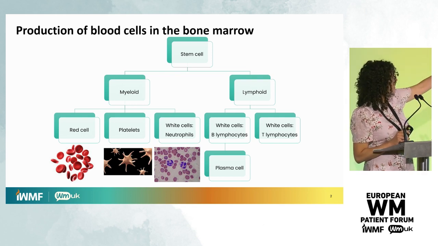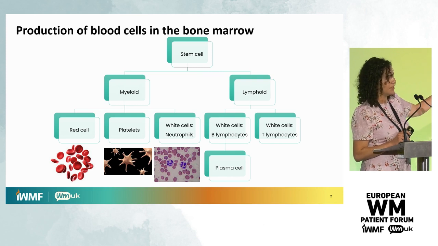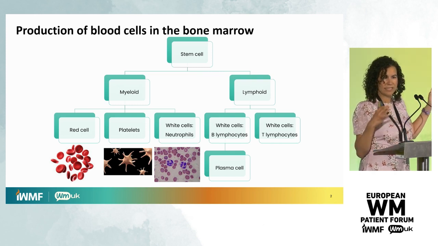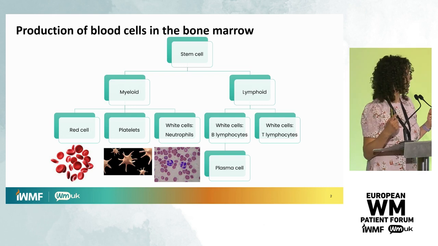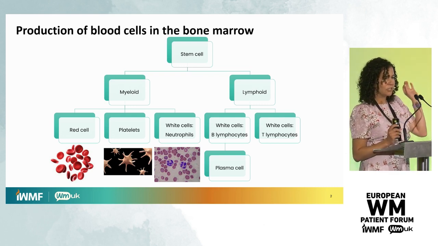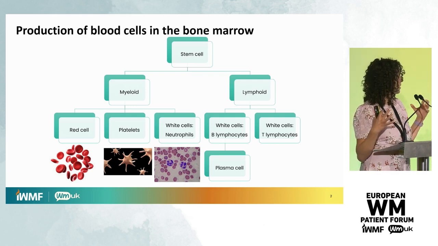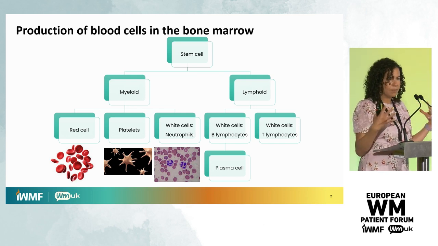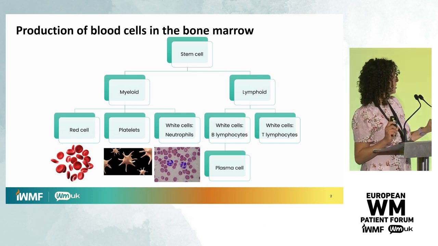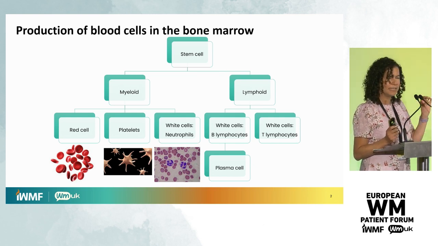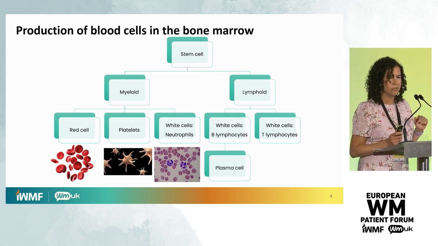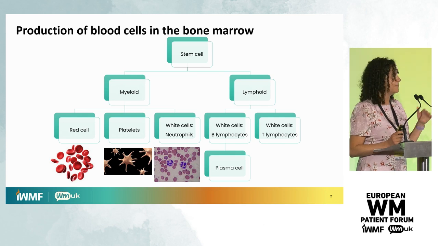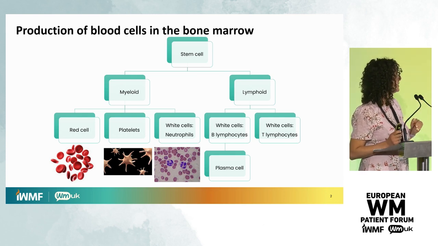And the cells that go down the myeloid route eventually become your red blood cells, which are the cells that carry oxygen around the body, your platelets, which are the little fragments of cells that help your blood clot, or some of the white cells, and your white blood cells are the ones that fight infection. So the ones that are from the myeloid cells become your neutrophils, and some others that you sometimes see on your full blood count, like the eosinophils, basophils, monocytes.